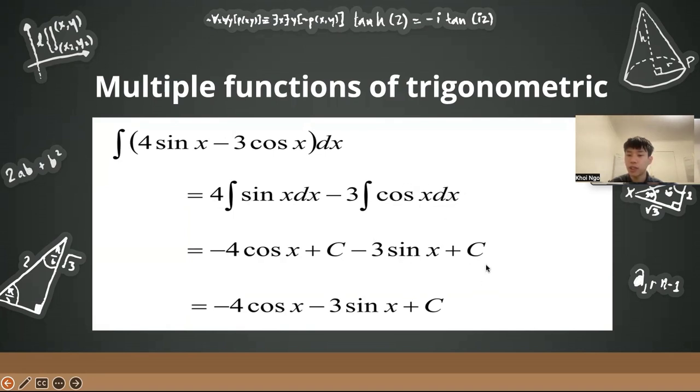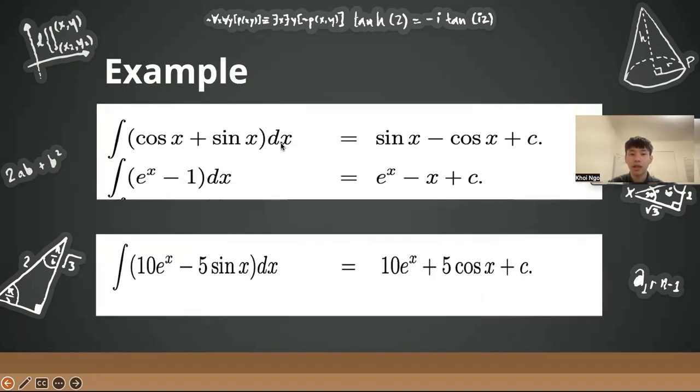And then don't forget to plus c at the end. Then just simplify the final answer. Minus 4 cos x stays the same. Minus 3 sine x stays the same. C plus c: the constant plus the constant is also a constant. So that's why we plus c at the end. Let's keep going with the next example.